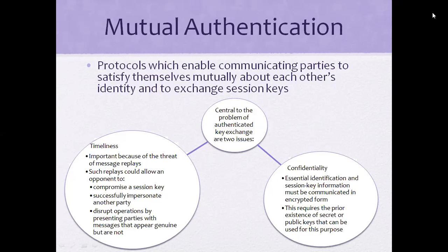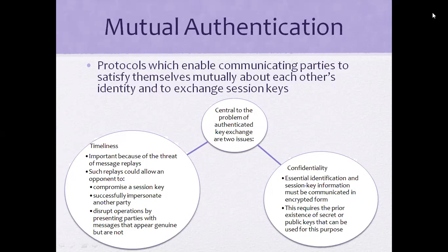So with the help of this, we require an encrypted key in order to secure information. Now here, the essential identification and session key information must be communicated in encrypted form. That is the first point in confidentiality. Second point, this requires the prior existence of a secret or public key that can be used for this purpose. So this is the second point in confidentiality.